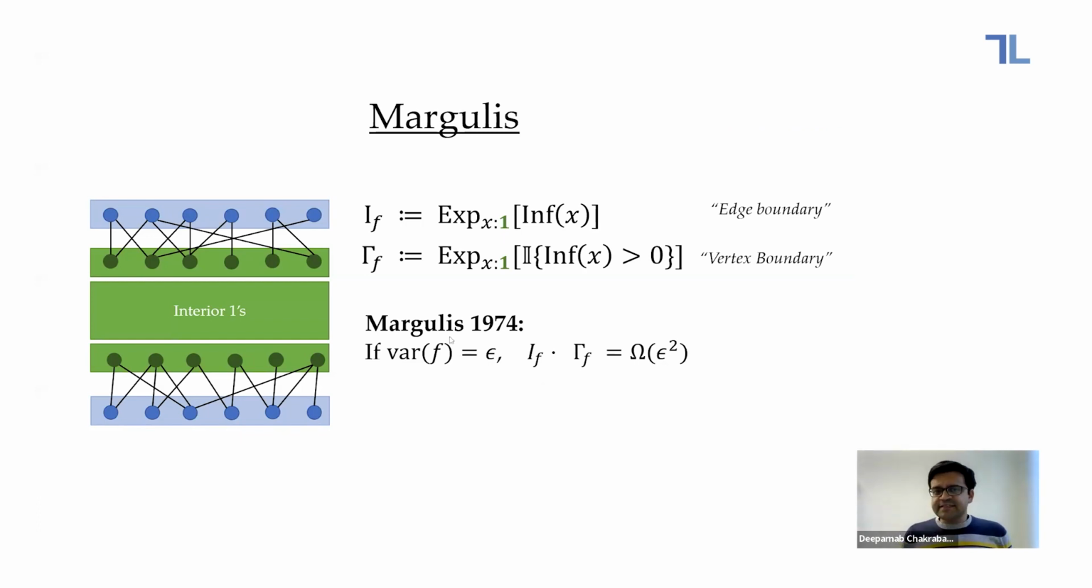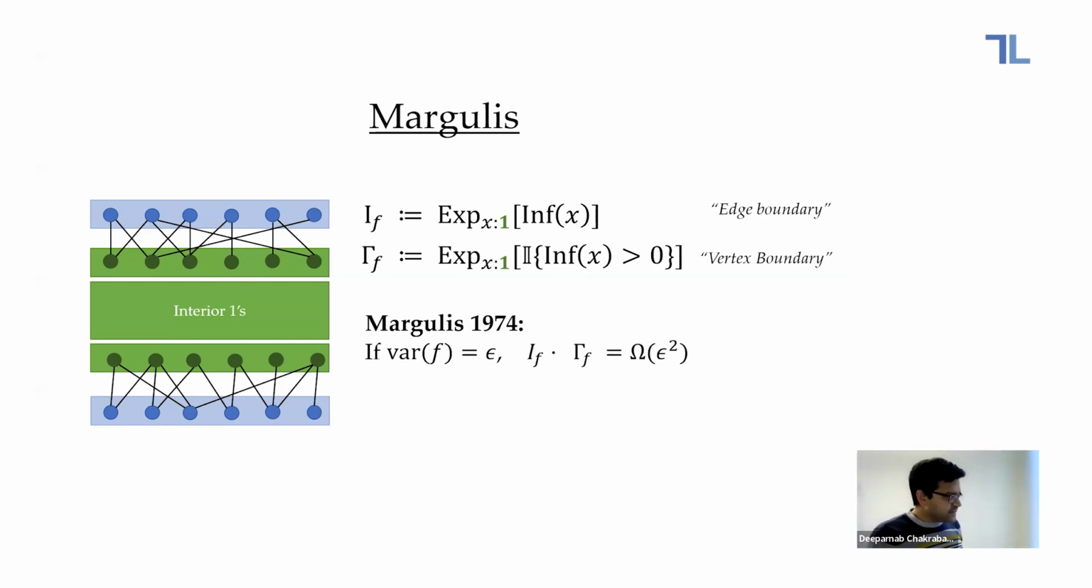And the reason is this quantity cannot be bigger than this quantity, right? Because this quantity is 1 whenever influence is bigger than or equal to 1, and this quantity is actually computing the influence. So IF is only bigger than gamma F. So if this is bigger than omega epsilon square, then gamma F is bigger than epsilon, which implies IF is bigger than epsilon. So this actually implies Poincare.